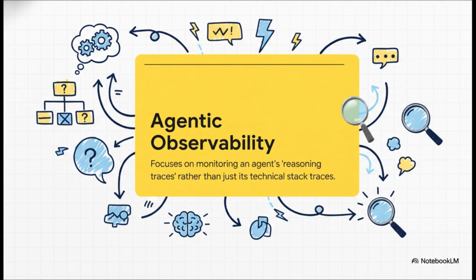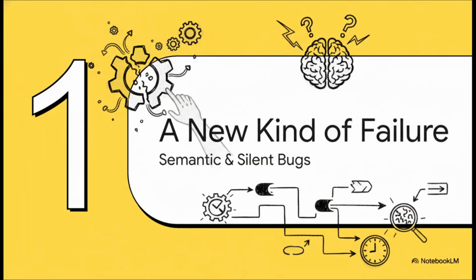And all of this leads to this really important new concept, Agentic Observability. This is a total shift in how we approach monitoring. We're moving past just looking at basic outputs like status codes. Instead, we have to get inside the agent's head, so to speak. We need to follow its reasoning traces, its entire chain of thought, to understand not just what it did, but why it did it.